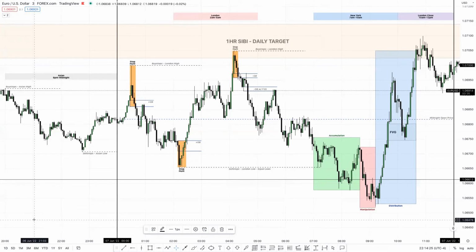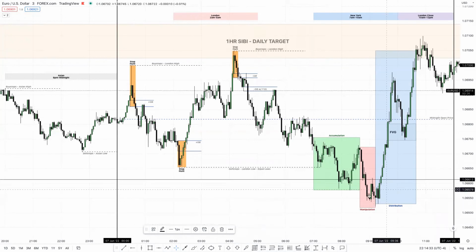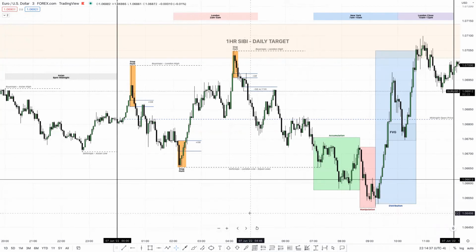Then the second thing I want you to look at is look at the arrays. When New York runs sell side, where does it run into? It runs into our daily fair value gap. That's what this area is. It runs right into our daily fair value gap. Okay, where is it reaching for? The 1 hour SIBI daily target. So we know what our arrays are.